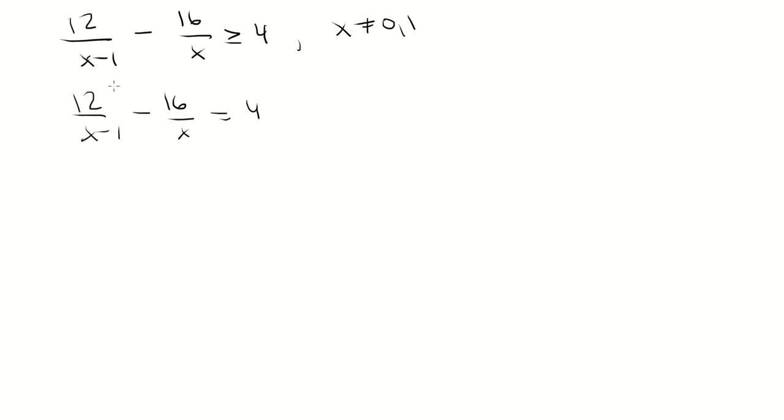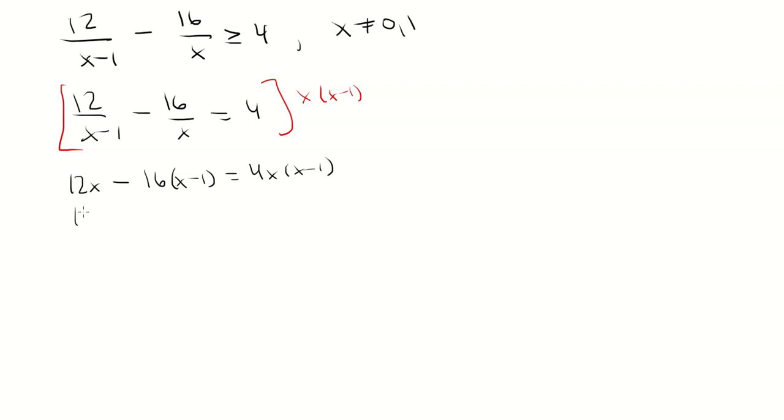The best way to solve this is to multiply both sides by the least common denominator, which will be x times x minus 1. So I multiply 12 over x minus 1 by that. The x minus 1's cancel, and I'm left with 12x. Minus 16, multiplied by x times x minus 1: x cancels, and I'm left with x minus 1 times negative 16 equals 4x times x minus 1.